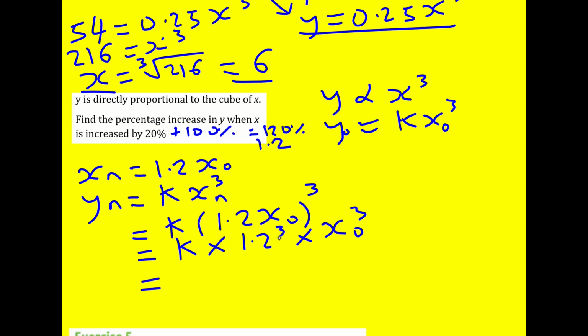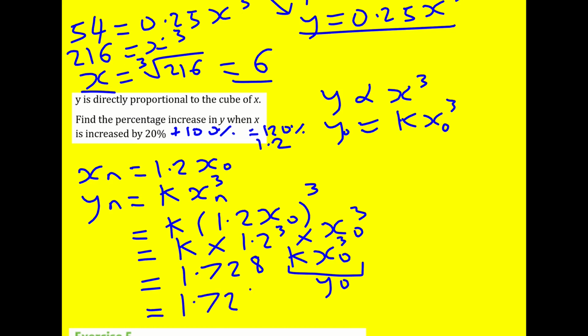Now we can work out what 1.2 cubed is, and it's actually 1.728 times k x old cubed. But if we look at this, we see that actually this thing here is just our y old. And what we have is that y new is 1.728 times y old. So I've managed to do this calculation.